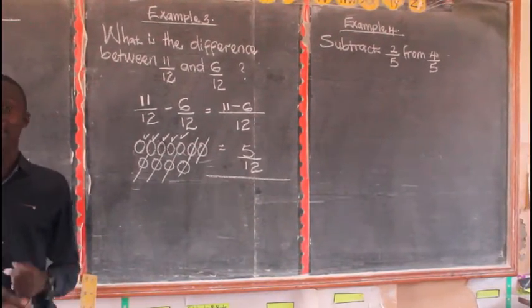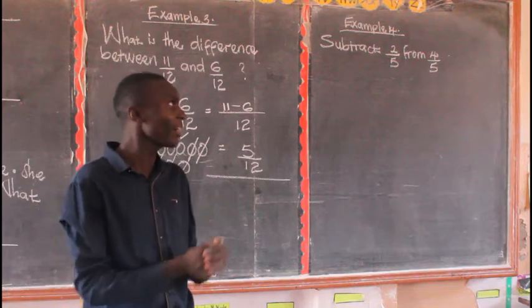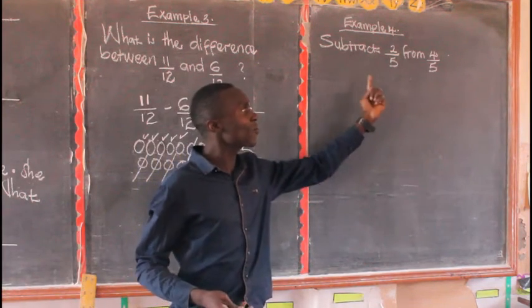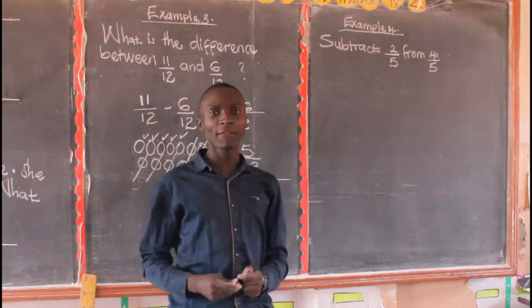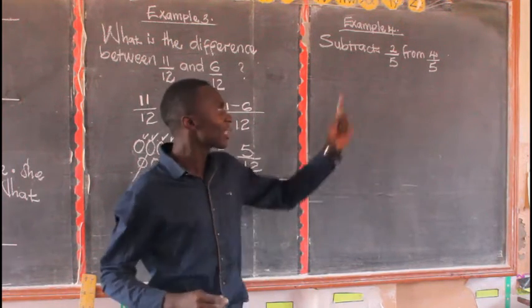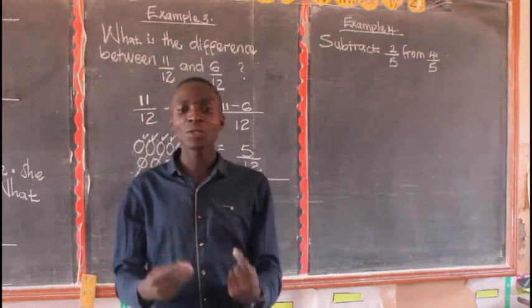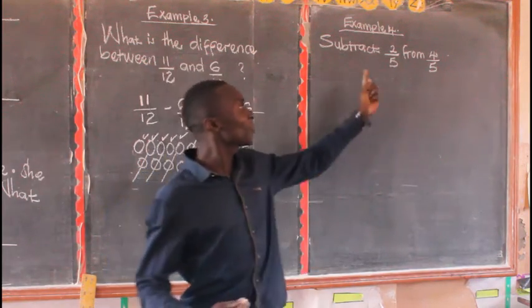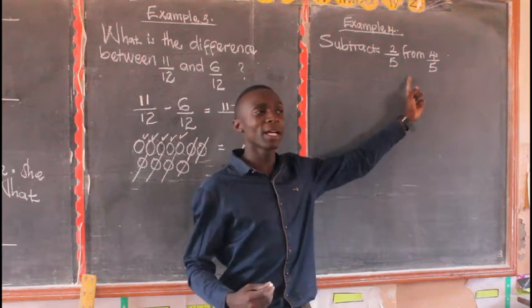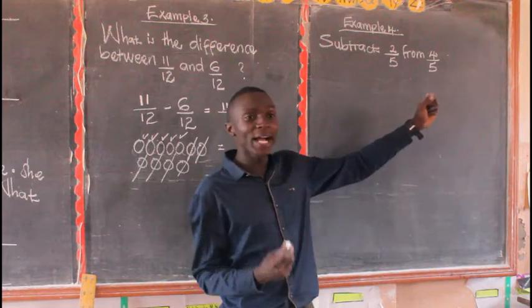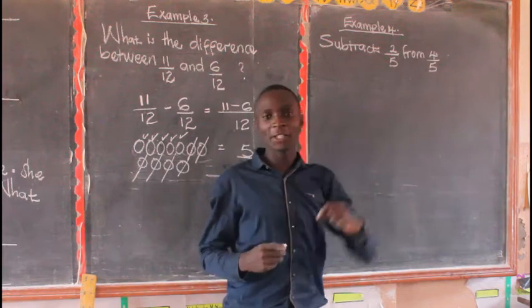We do have our last example, and let this be our trial number. Let us try this together as you are also trying there. We do this number together. Subtract 2 out of 5 from 4 out of 5. Here, this question means that we are not going to subtract directly 2 out of 5 minus 4 out of 5. No. This time round, we are going to start with the last fraction.